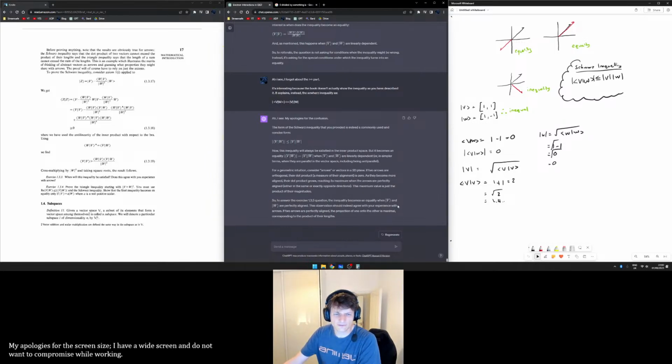It comes in equality when v and w are perfectly aligned, when v and w are linearly dependent, or in simpler terms when they are parallel in the vector space, including being anti-parallel. Well, they ain't parallel, that's for sure. I must have done something wrong. I trust GPT-4 here.